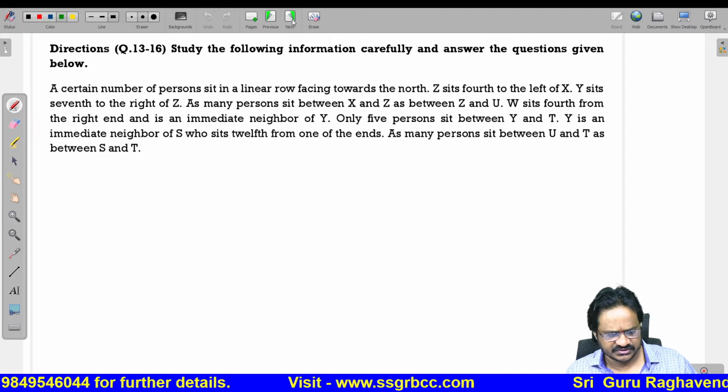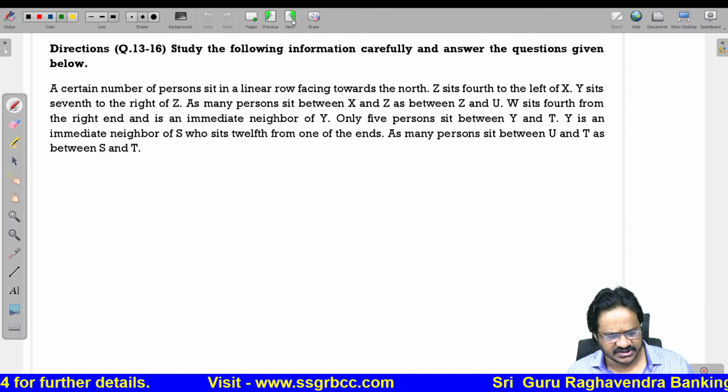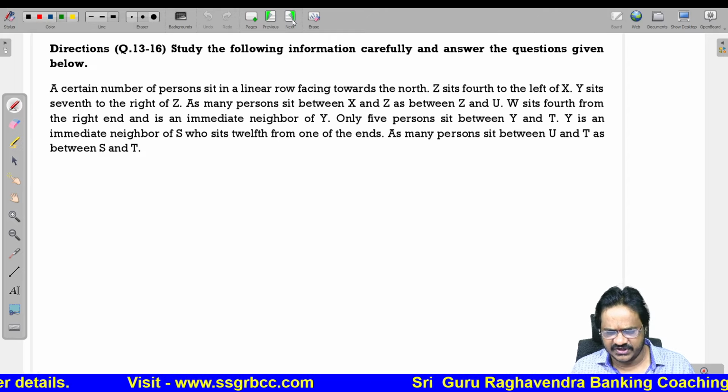Next question. A certain number of persons are sitting in a linear row facing towards north.